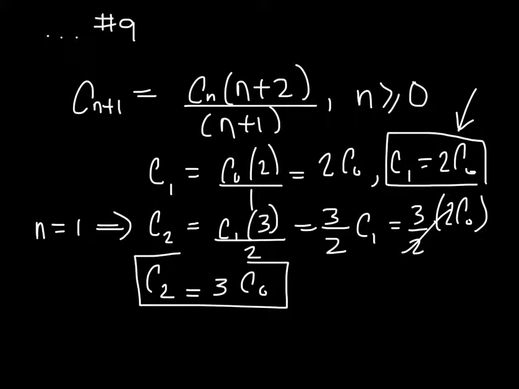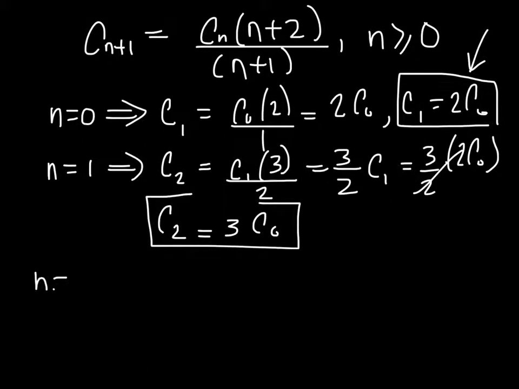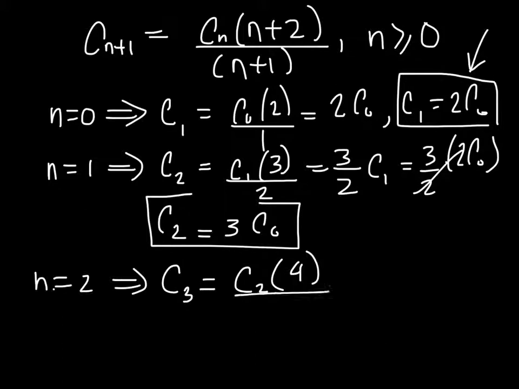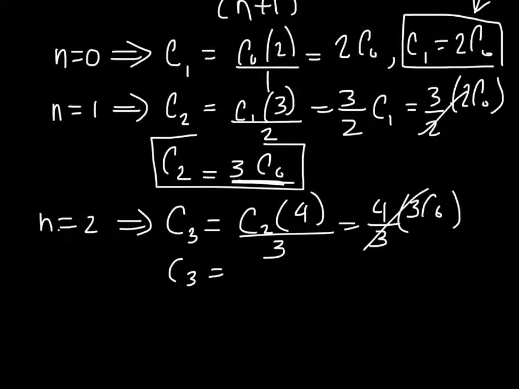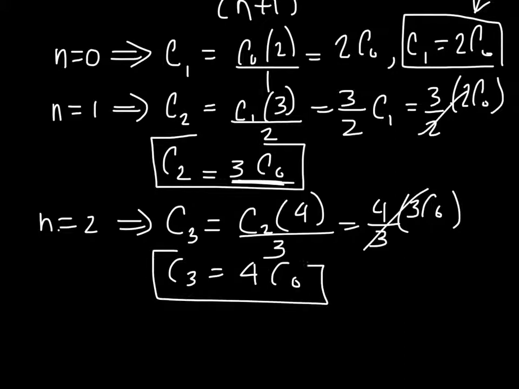So there is C2, and if n is 2, we get C3 equals C2 times 2 plus 2, so 4 over 3. Okay, so we get 4/3 of C2. But again, what's C2? Well, we just found C2. So that's 3C naught, and this is nice. And we end up getting C3 is equal to 4C naught.